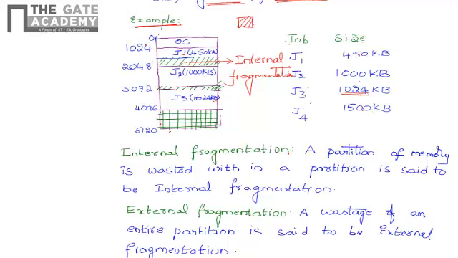The definition for internal fragmentation is: memory wasted within a partition is said to be internal fragmentation. Here, if you consider this one as one partition, the job portion is 450 KB, and the remaining portion is not yet used. This is nothing but internal fragmentation. External fragmentation is when a full partition itself is not used. This is external fragmentation.